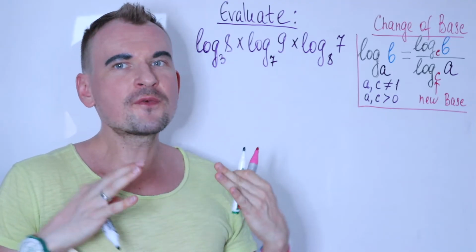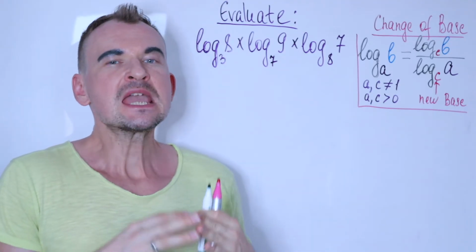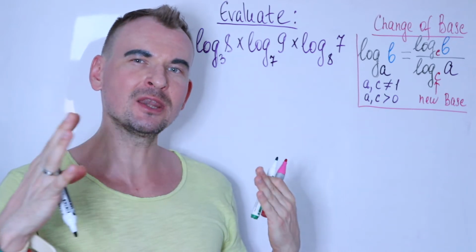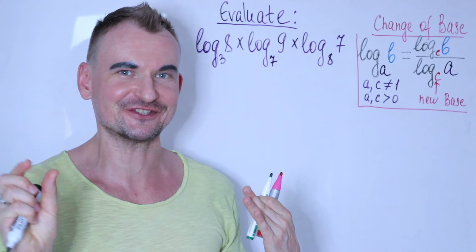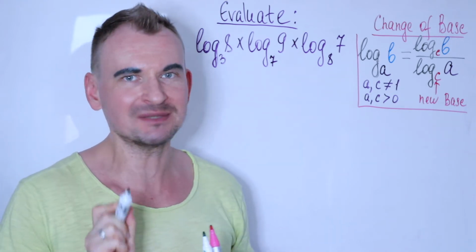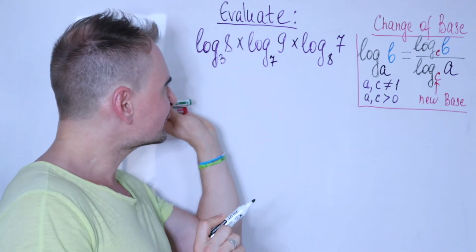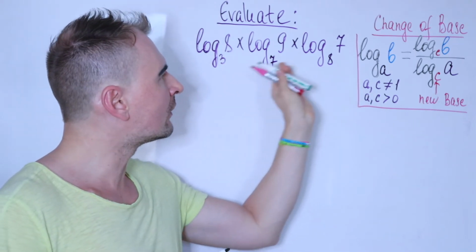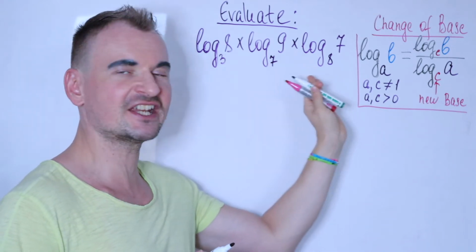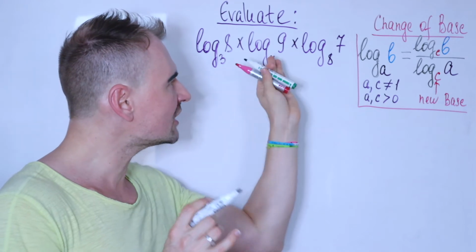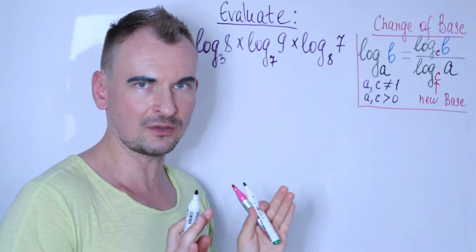Right. Well, the change of base formula can be used when you are given multiple logs with different bases and you need to come up with the same base. I will show you what I mean by that. Suppose you are given something like this. You have 3 logs with different bases being multiplied together, and you need to evaluate this entire expression.